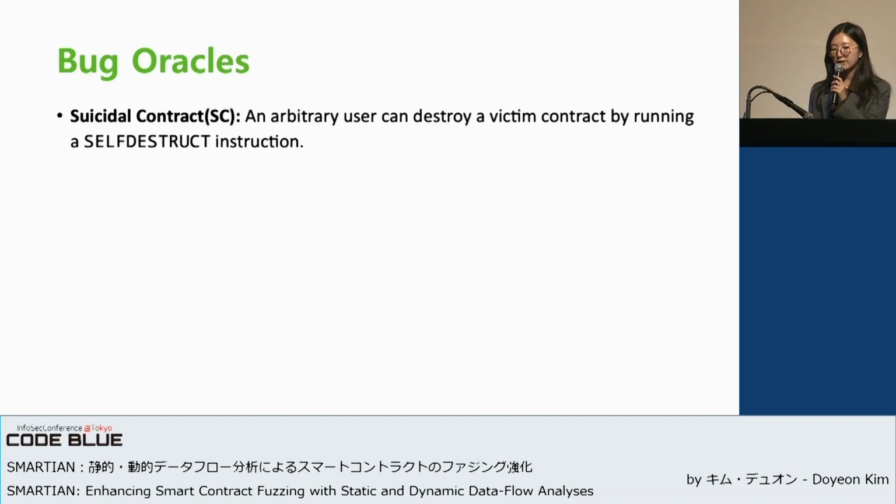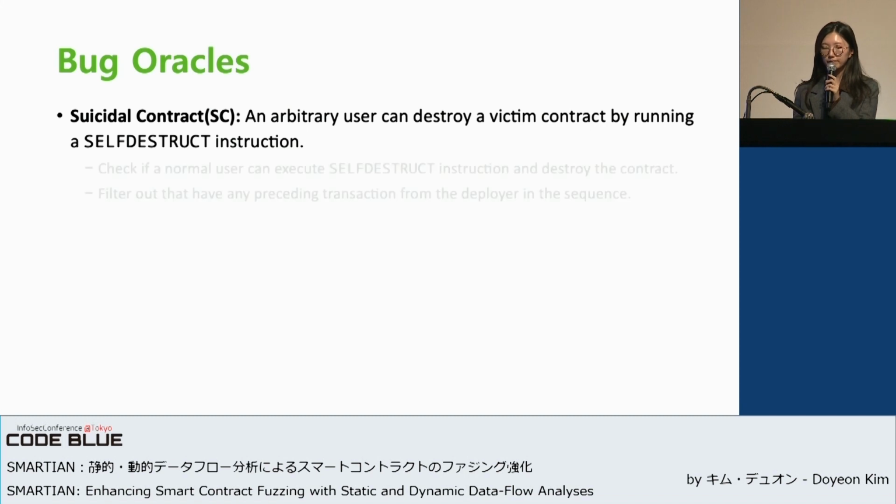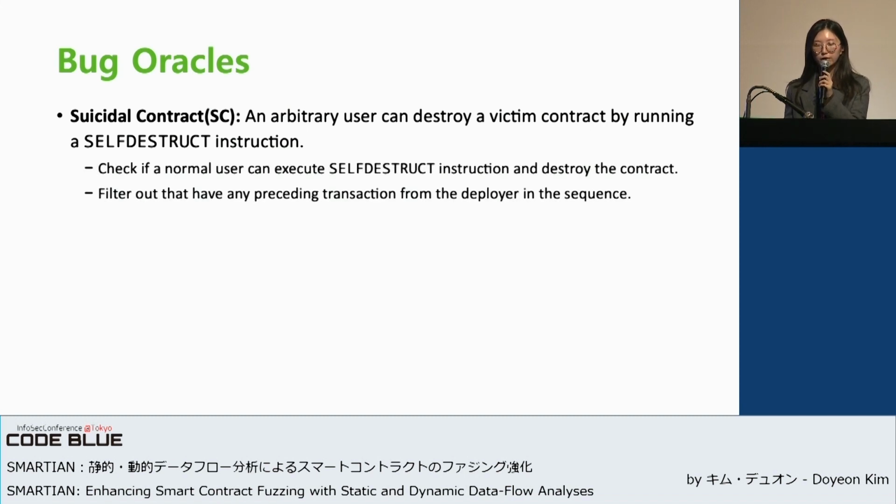So next is suicidal contract, and it occurs when an arbitrary user can destroy a victim contract by running a self-destruct instruction. So we check if a normal user can execute the self-destruct instruction and destroy the contract, and we filter out cases that have any preceding transaction from the deployer in the sequence. It is the same case with either leak.